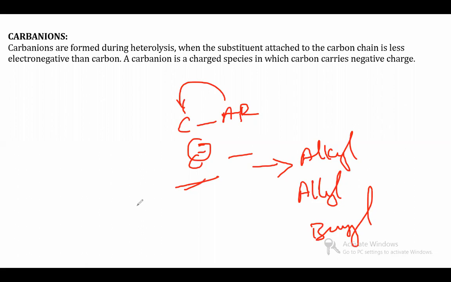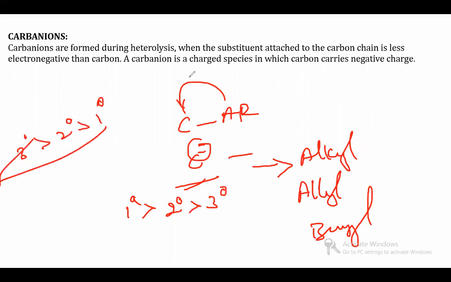Generally, a primary carbanion is greater in stability than a secondary carbanion, which is greater than a tertiary carbanion. In the case of carbocations, it is reverse. Tertiary is more stable, no? The tertiary carbocation is more stable than secondary, and secondary than primary. So stability increases from primary to secondary, secondary to tertiary. In carbocation, 3 degree is greater than 2 degree, which is greater than 1 degree, right?